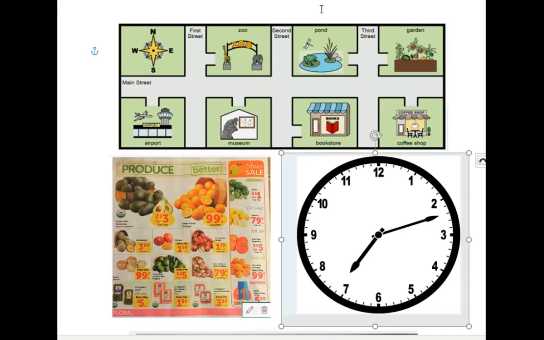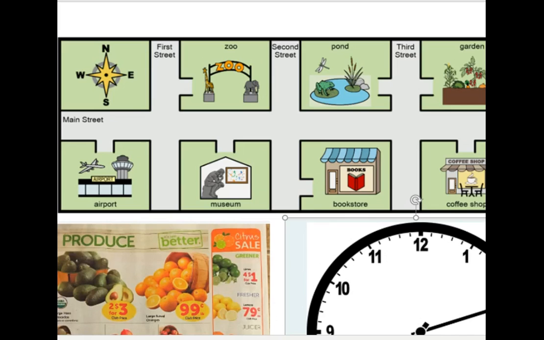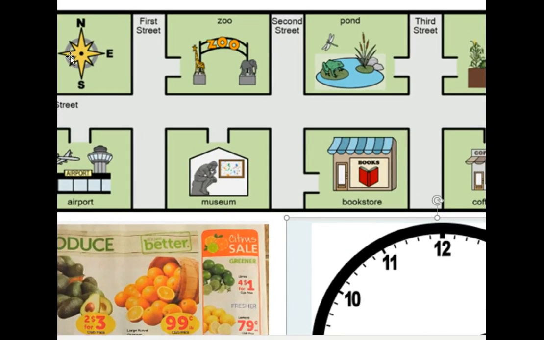For the quizzes this week, one of your quizzes is called Map Skills. You're going to be looking at this map to answer several questions. So if we were going to look at it really quickly, let me see if I can zoom in. I can. This right here is showing you north, south, west, and east. For example, if we were looking at the zoo, what is east of the zoo? It's pointing this way. So east of the zoo would be the pond.